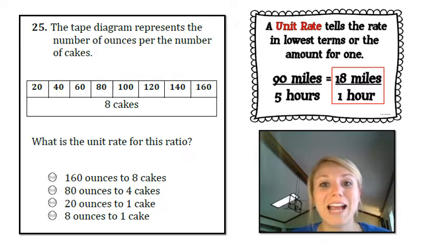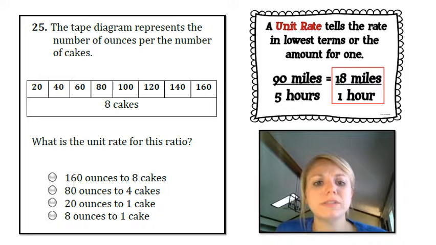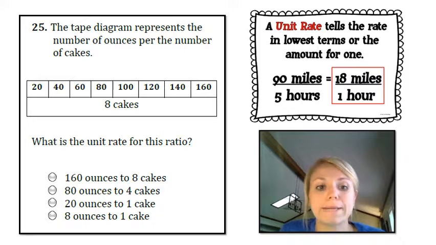All right, this is our last one. This is number 25 on your packet. And it says that the tape diagram represents the number of ounces per the number of cakes. I chose this one because it's a visual, and sometimes we're good with these and sometimes we're not. So I wanted to make sure that you knew how to read it.